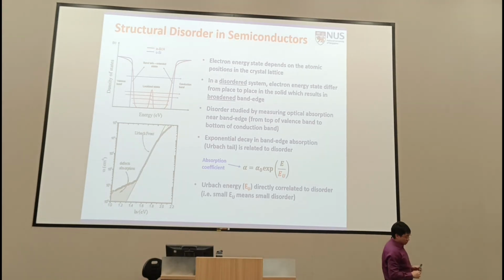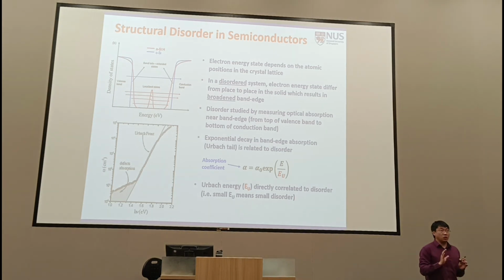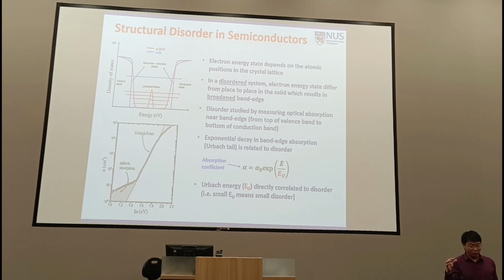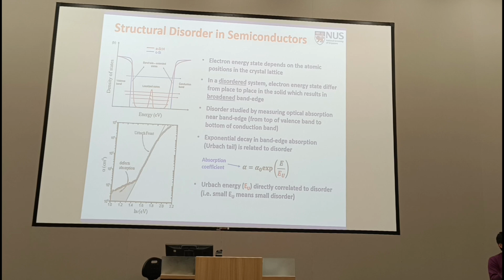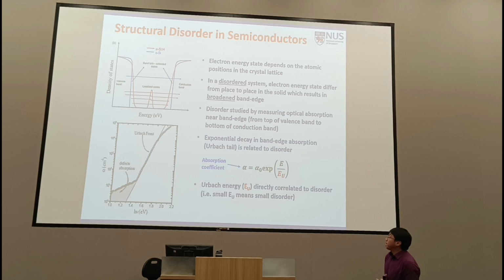Now I want to use the case of perovskite to illustrate another concept in semiconductor. In a way, we are going back a bit to foundational semiconductor knowledge. But I think perovskite is a very good example for this. I want to talk about structural disorder in semiconductors.